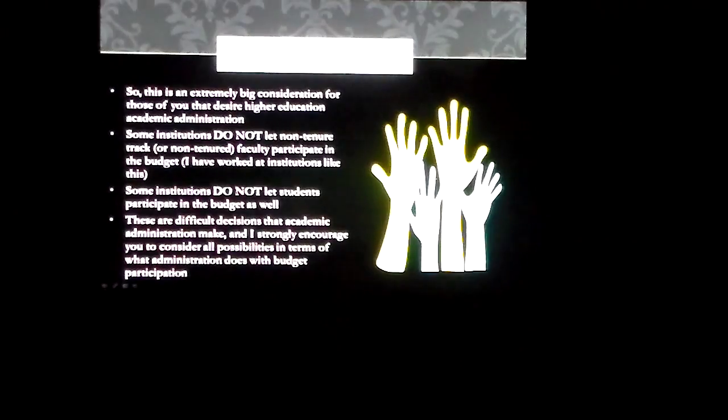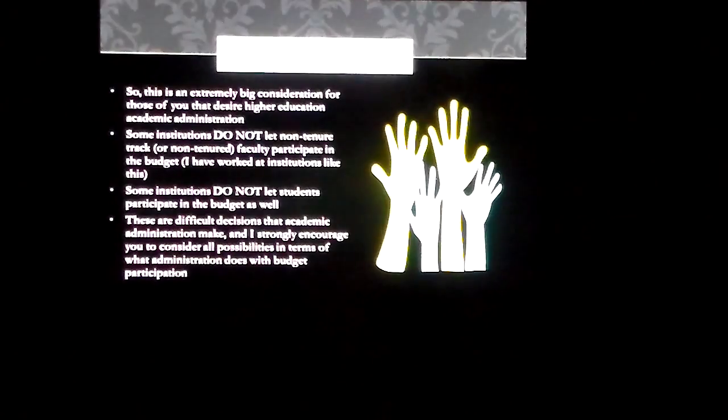So some institutions do not let non-tenure track faculty participate in the budgets. I worked at two places where I was non-tenure lined before I came to my current position, where I was clinical while I was getting my doctorate. One of them, I had as much stake in the budget as I wanted. Sometimes that was a good thing. Sometimes it was a bad thing. The other one, I had no say.